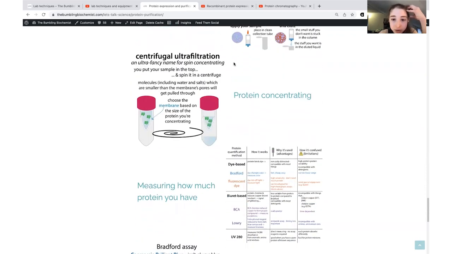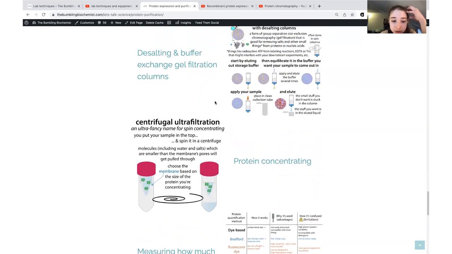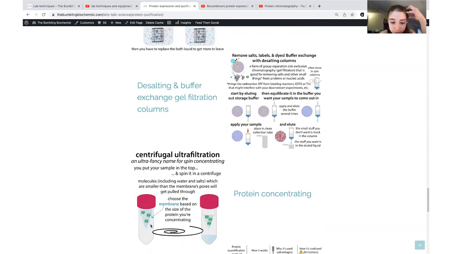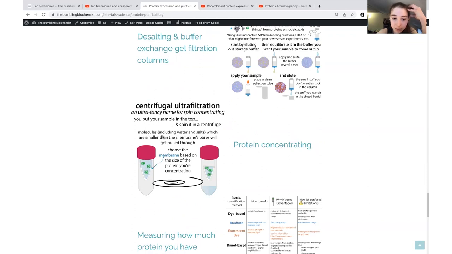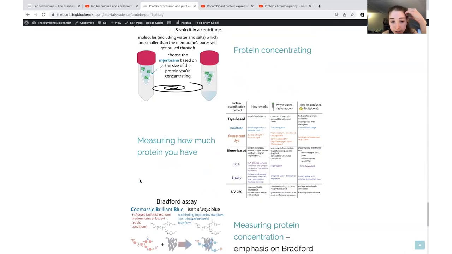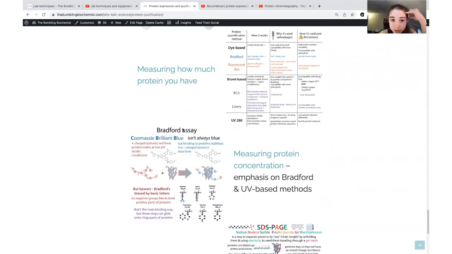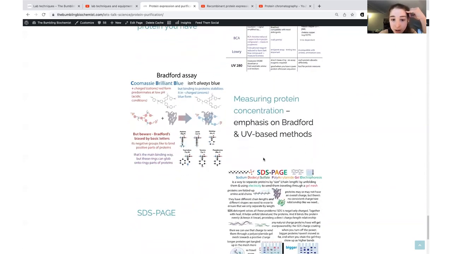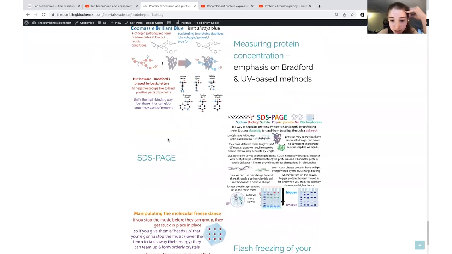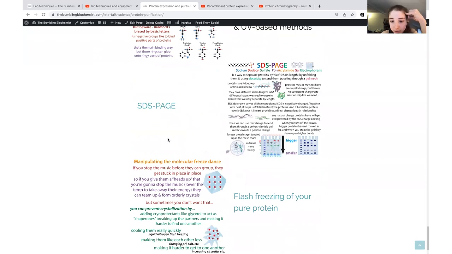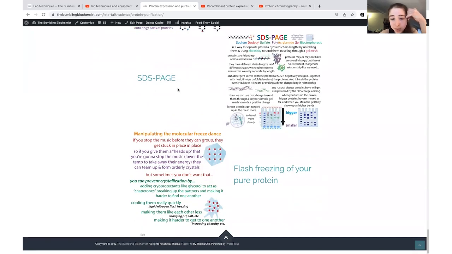Okay, so protein concentrating is kind of similar to dialysis in that you have a membrane that your protein can't get through. But here, these are often done in spin concentrators. Sometimes there are vacuum methods, but basically you're pulling the liquid through and not letting your protein through, and so you're concentrating it. If you want to measure the concentration, I have posts on measuring the concentration, as I mentioned in the previous page. I also mentioned SDS-PAGE in the previous page.